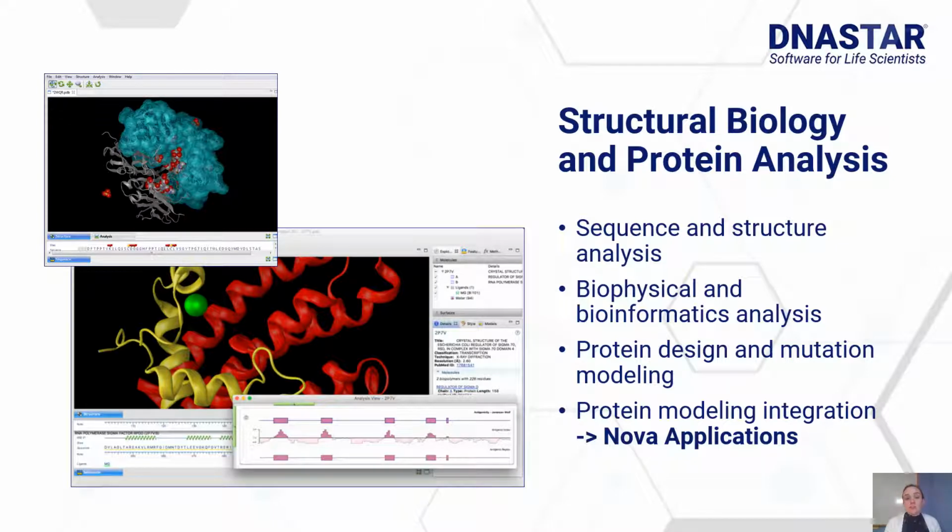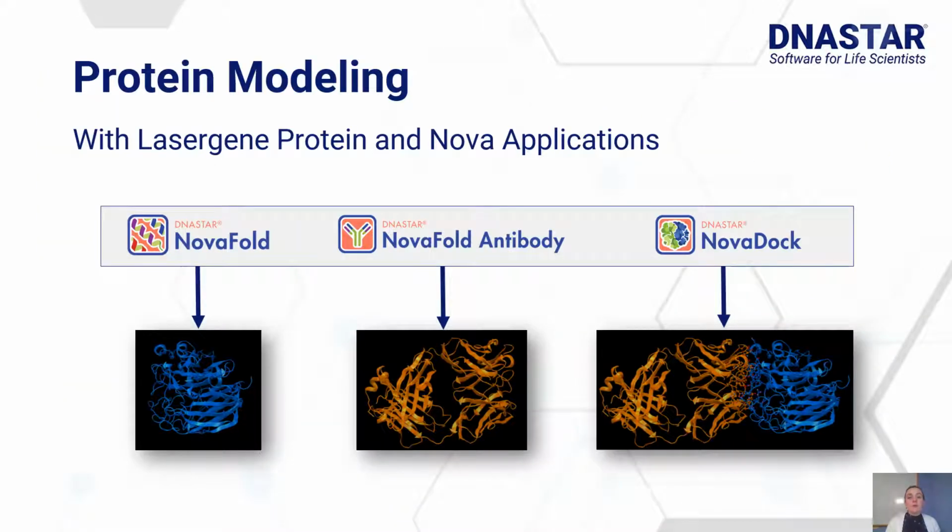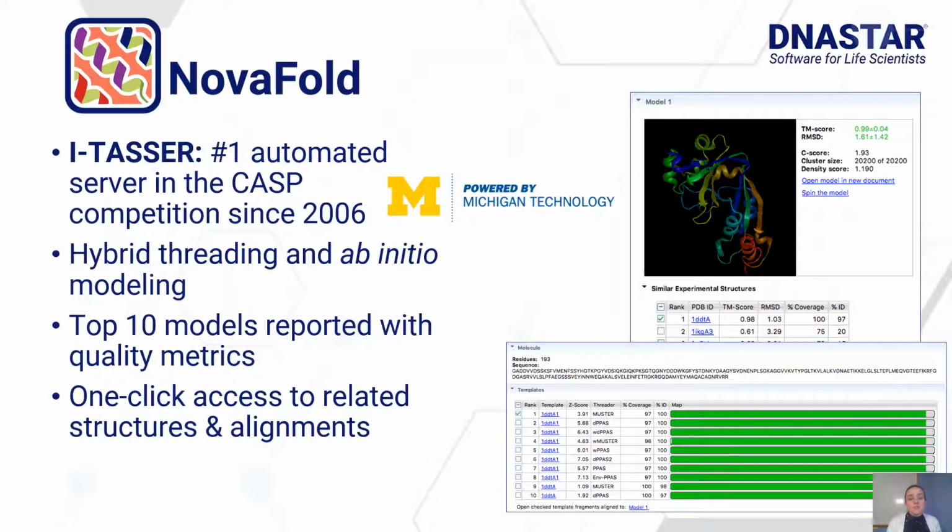Our structural biology tools also include capabilities for protein design and mutation modeling, as well as protein structure prediction and modeling. For protein modeling, we currently offer 3 tools: NovaFold, NovaFold Antibody, and NovaDoc. NovaFold is used for protein modeling. It's based on the I-TASSER algorithm from the University of Michigan.